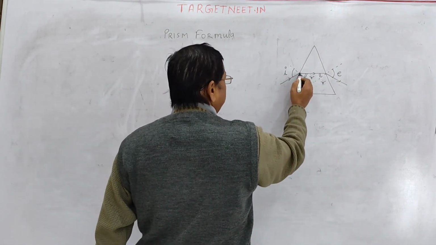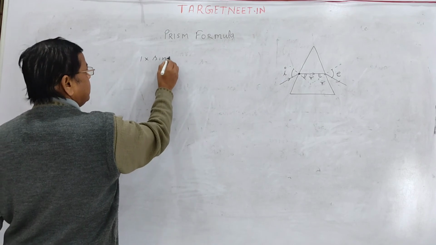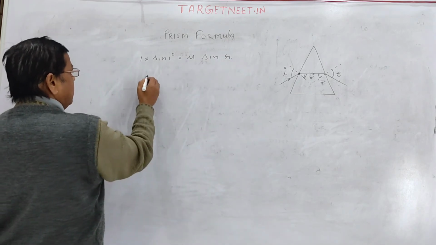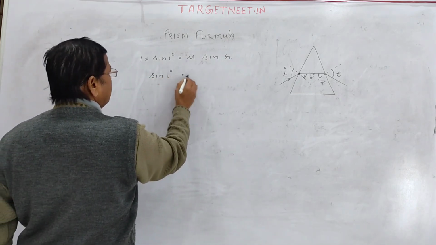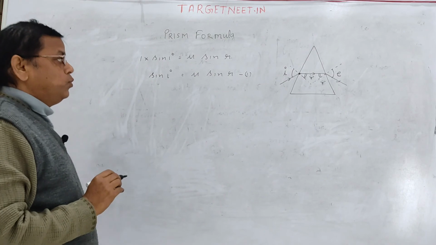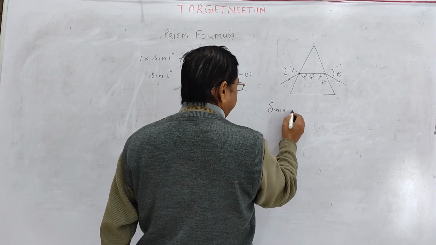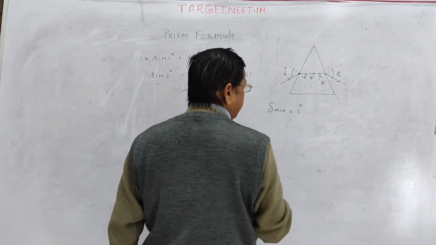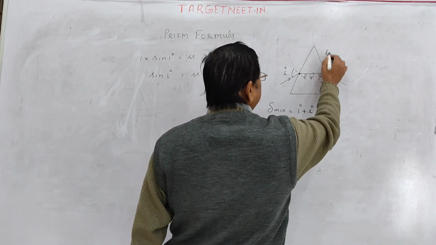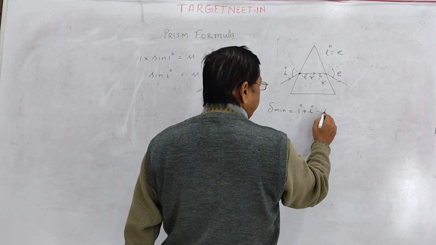Now if I use Snell's law here, I can write 1 into sin I is equal to mu into sin R. It means sin I is equal to mu sin R. This is equation 1. Now we know that minimum deviation is equal to I plus E minus A, and in place of E we can write I, because in case of minimum deviation, I is equal to E.